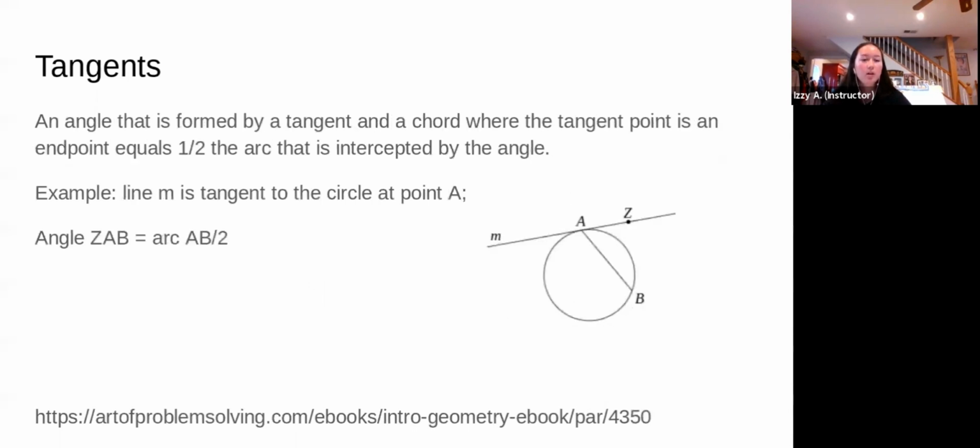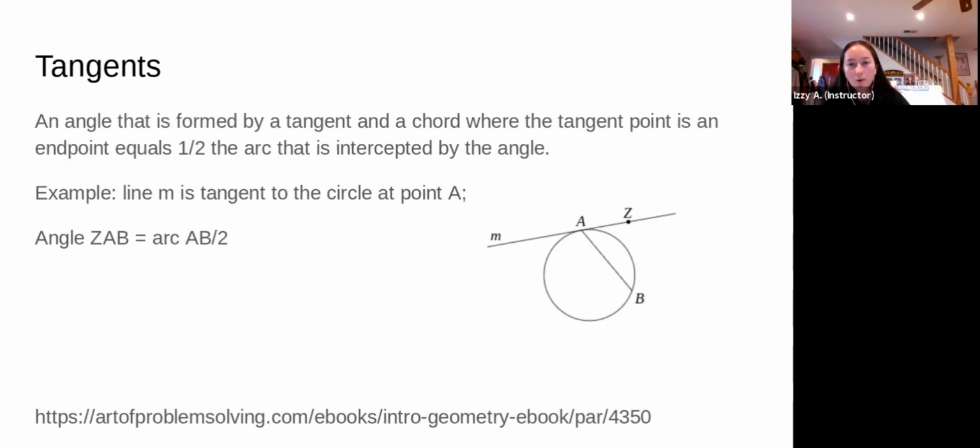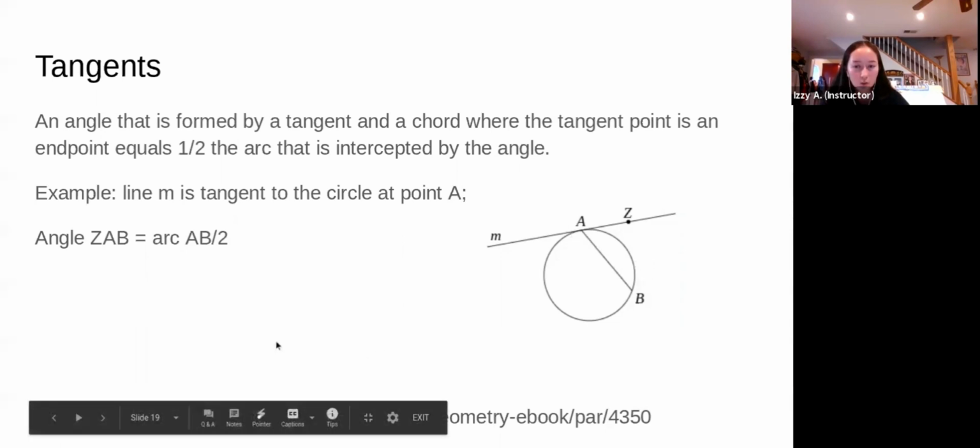Next, an angle that is formed by a tangent and a chord where the tangent point is an endpoint equals 1/2 the arc that is intercepted by the angle. For example, line M is tangent to the circle at point A. Therefore, angle ZAB is going to be equal to arc AB divided by 2.